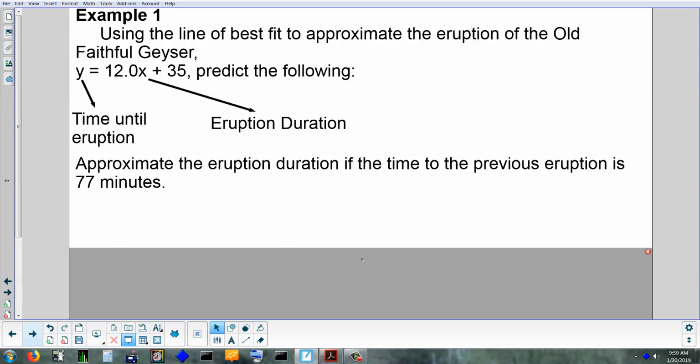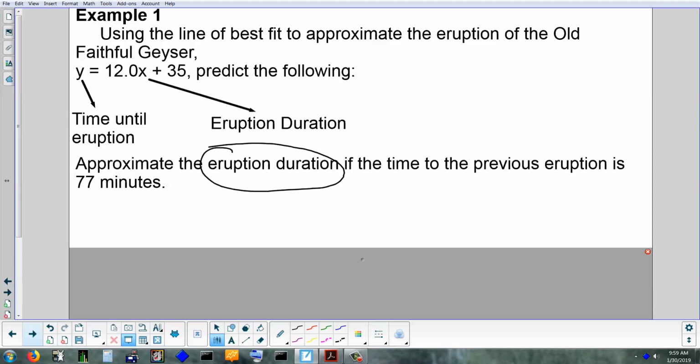Gigi? No, it's asking me to approximate the eruption. It says right here, we want to approximate the eruption duration if the time to the previous eruption is 77 minutes. So basically what this means is the last eruption was 77 minutes ago. So is that going to be my y or is that going to be my x? Someone tell me by raising their hand. Nicole? That's going to be my y, right? Time until next eruption, or it gives me the time from the previous eruption.